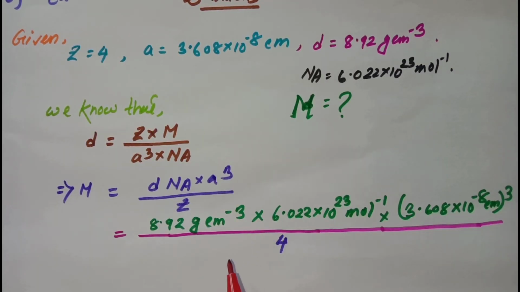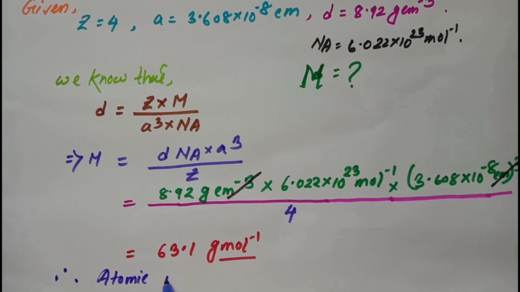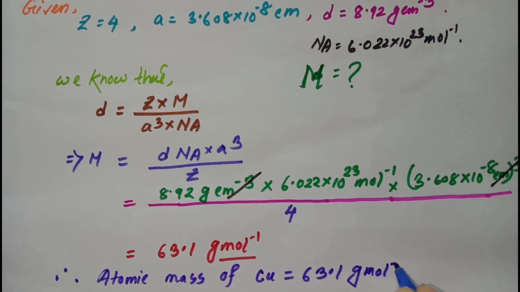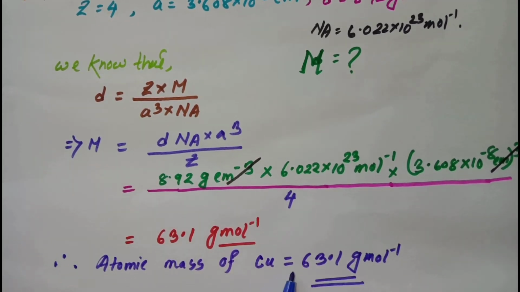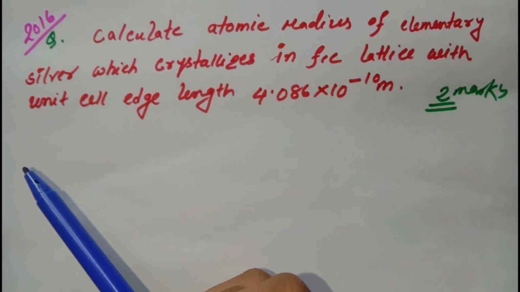After calculating all the values, we get the resultant value, which is equal to 63.1 gram per mole. Therefore, the atomic mass of copper is equal to 63.1 gram per mole. That is the answer. Next question is from the 2016 ACES final exam.